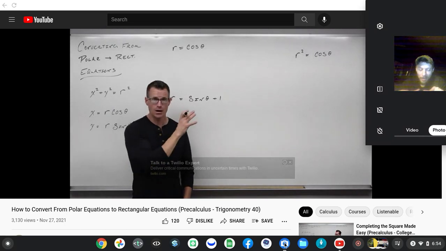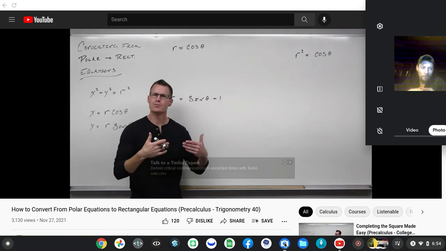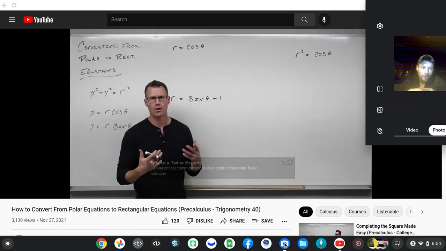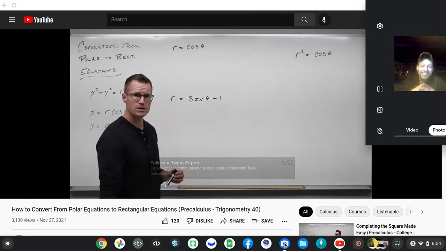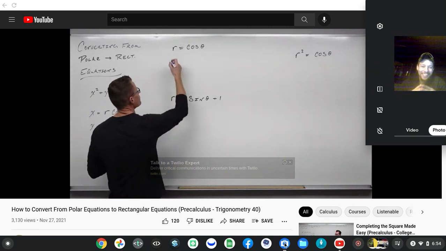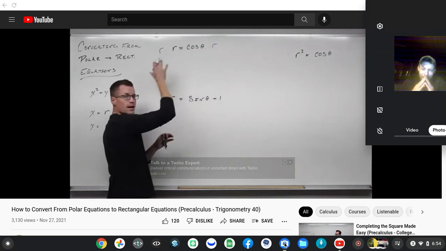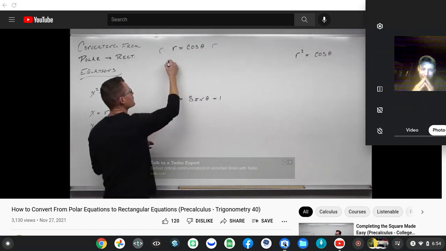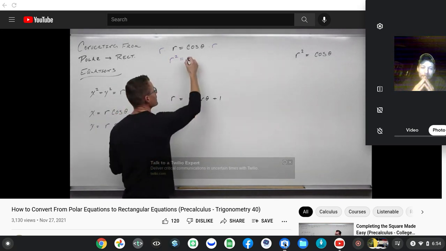So what we can do is multiply both sides of this equation by r. Now, do you see what's going to help us with that? If we multiply both sides by r, on the left-hand side, we get r squared. On the right-hand side, we get r cosine theta.